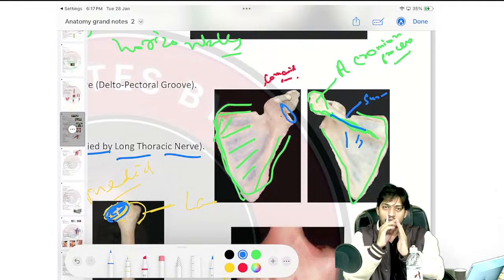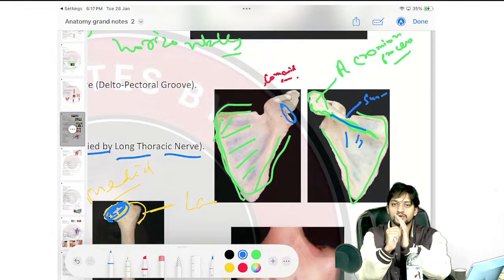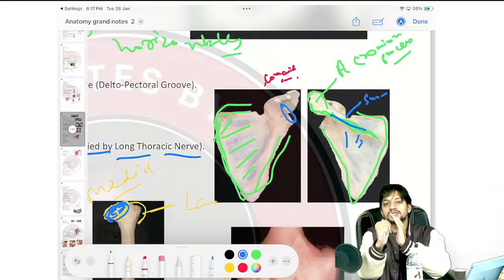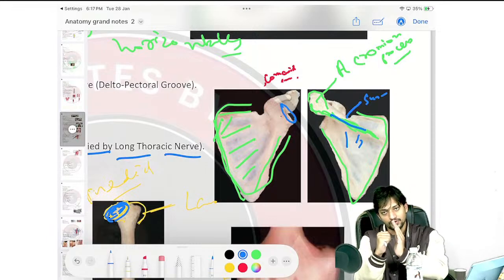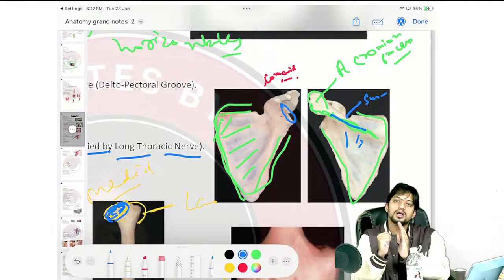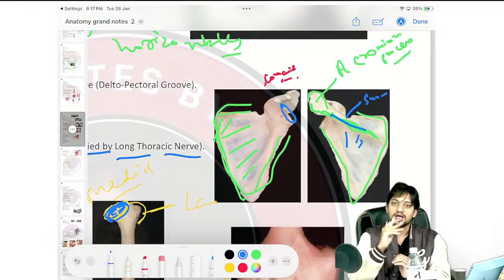And since it is not a complete socket, what will happen? There is a high risk of the head of the humerus dislocating, right? And hence the head of the humerus is also not very stable here. In order to stabilize the head of the humerus, the body has made some specific and different arrangements. And what are those arrangements?